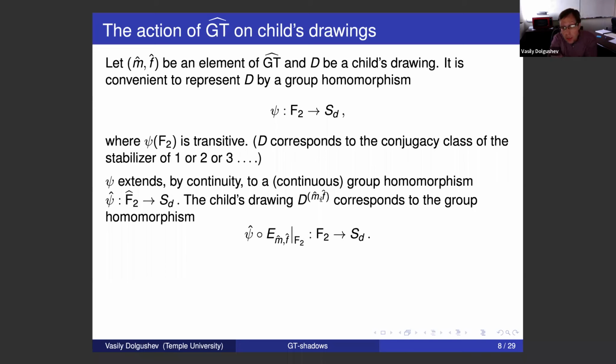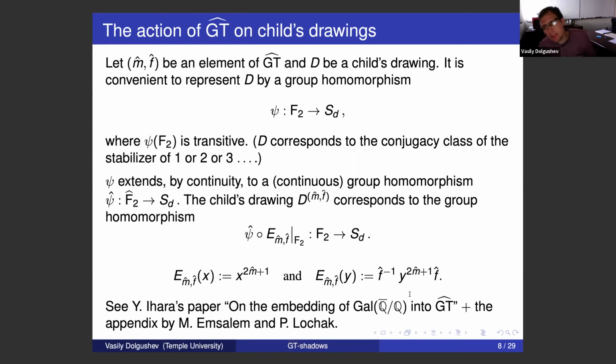Then the Child's drawing. So the new Child's drawing corresponds to the group homomorphism, which is obtained like this. I take psi hat, precompose it with this endomorphism of F2 hat, and I restrict it to F2. Then I get a homomorphism from F2 to SD. And let me just remind you that these were the formulas for the endomorphism of F2 hat.